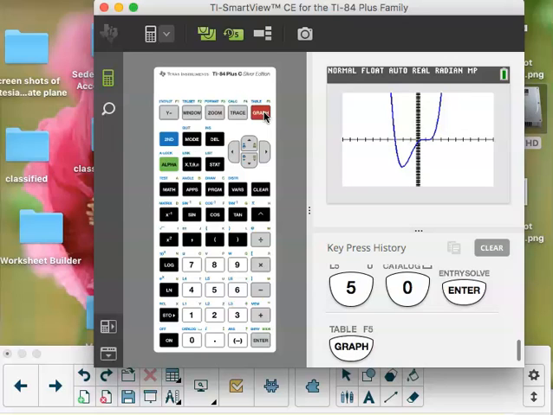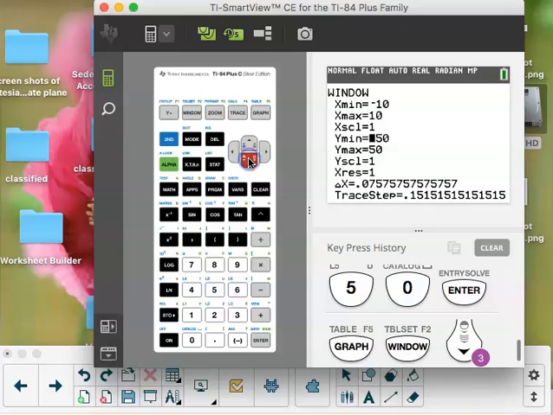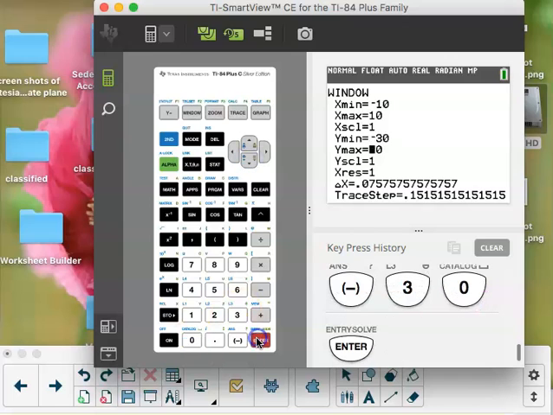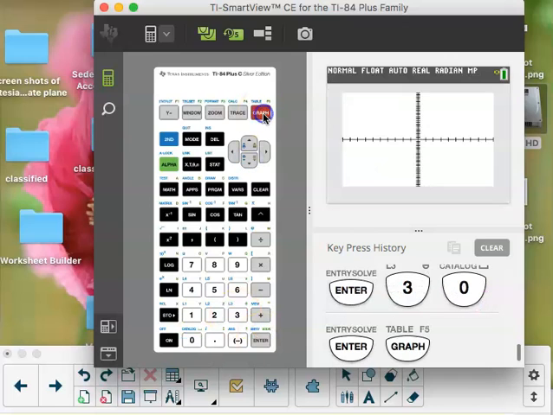Now, let's see if we could get away with a little bit smaller. Maybe just going by 3s, negative 30 to 30. And that fits a little bit better. Now, the reason we say this fits better is because it takes up more of the screen that we have here. And in that case, we'll see it a little bit larger and see a little bit more detail.